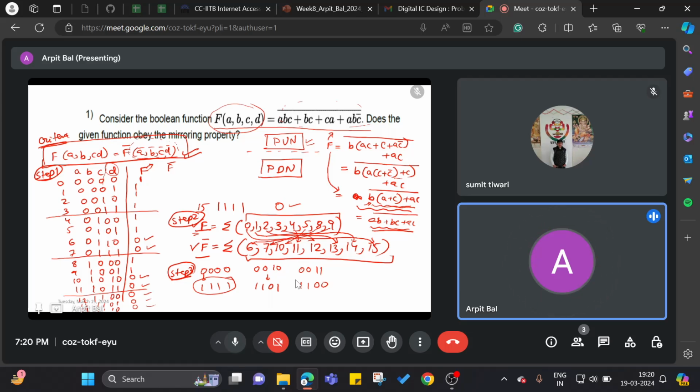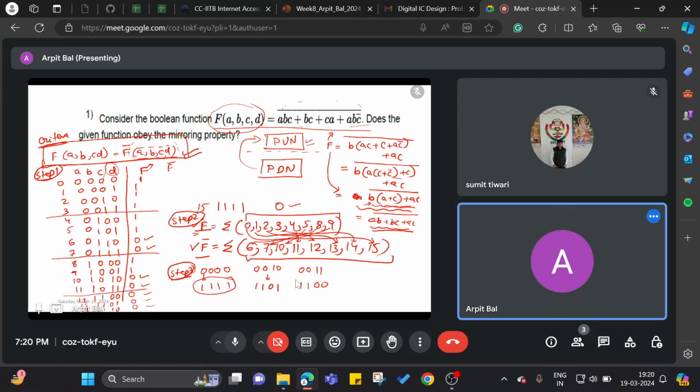What the mirroring property says is, if f(a, b, c, d) equals f bar of (a bar, b bar, c bar, d bar), then while constructing a CMOS logic, my pull-down network I can copy in the same way as the pull-up network. That means I can just replicate it here, or vice versa. We are given this question to check whether this Boolean function obeys the mirroring property or not.